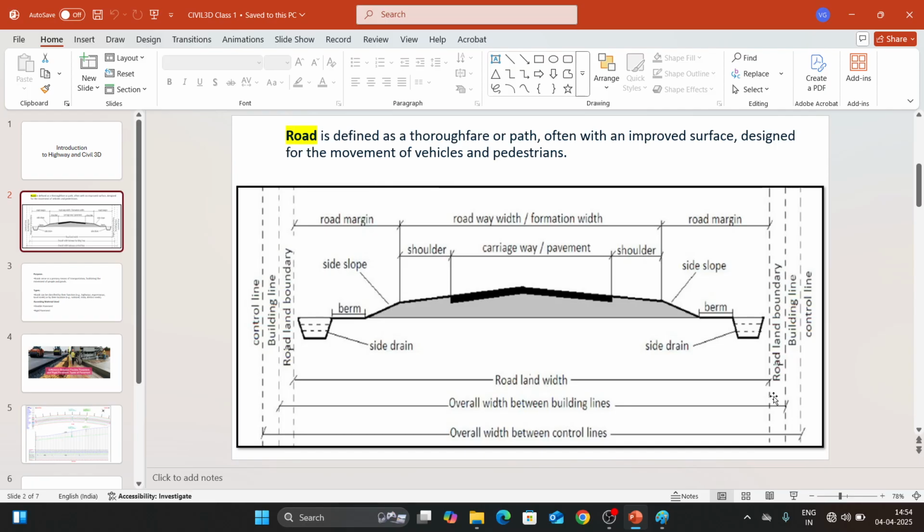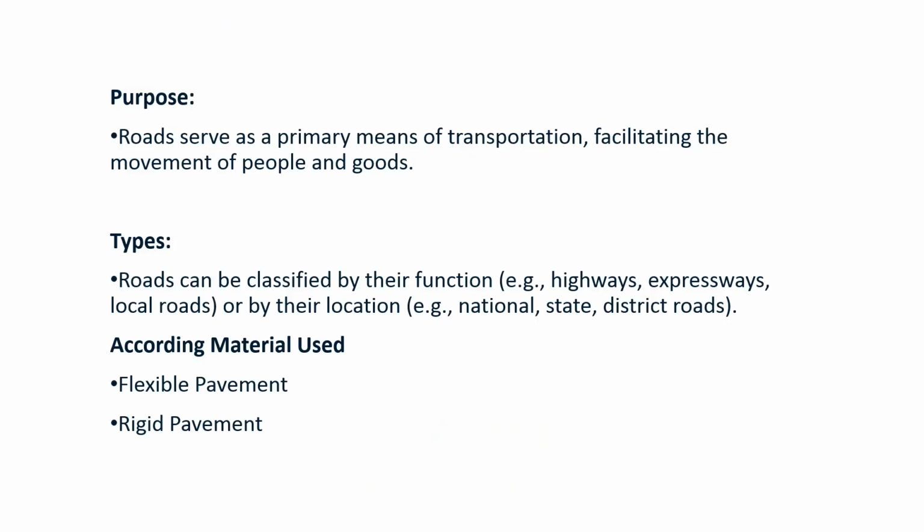Next, we will see the purpose of a road. The main purpose of a road is to serve transportation and facilitate the movement of people as well as goods from one place to another. Then next, we will understand the types of roads, highways.